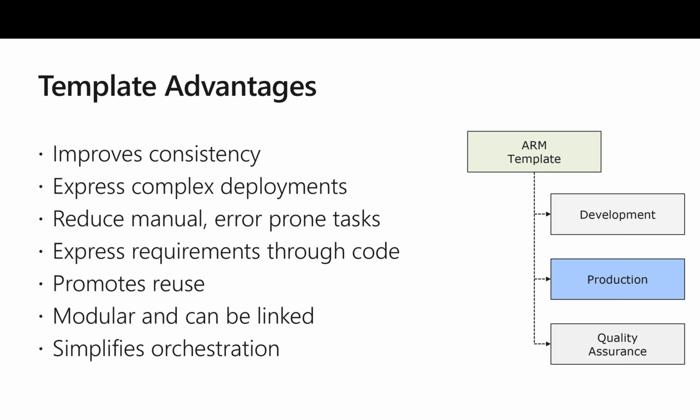So if we look at why we need to use ARM templates. ARM templates is a JSON file which represents the entire infrastructure as a code. We can use same templates again and again to recreate the same set of resources, and it improves consistency because we can recreate the environment either development, production or quality assurance. It helps in expressing the complex deployment as well.